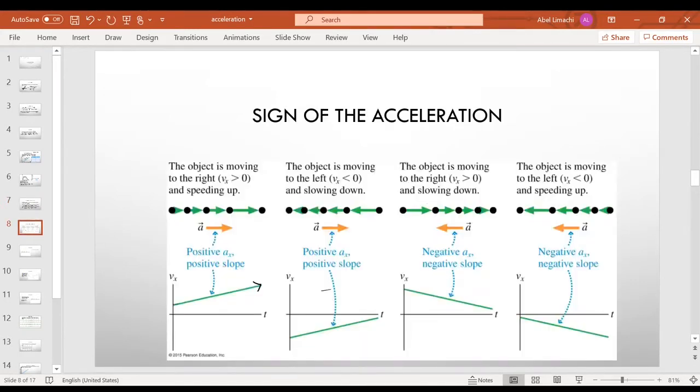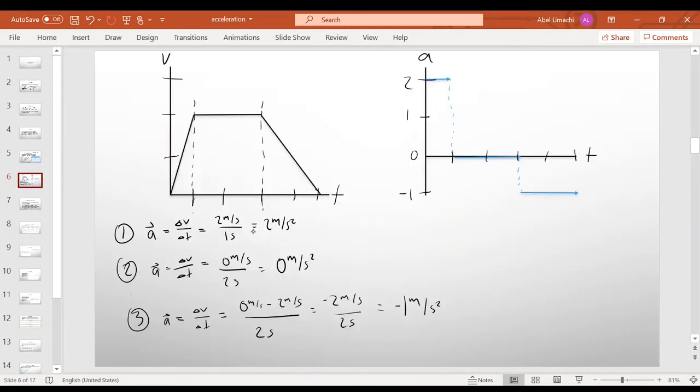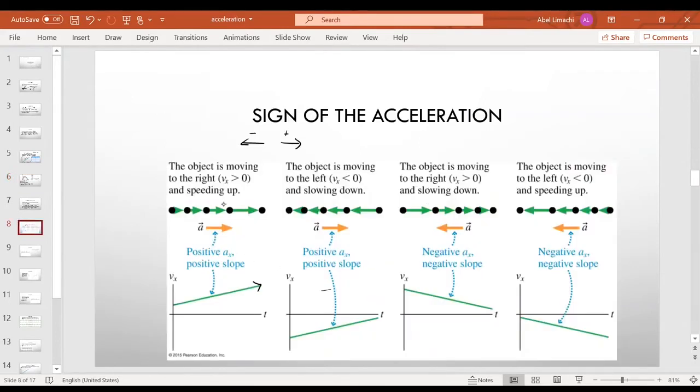To better explain this, you can look at it this way. We just said that in these scenarios right here, the right is positive and the left is negative. So the object is moving to the right, so that means that it has a positive velocity. The acceleration is to the right and it's positive. We said that on a velocity versus time graph, a positive slope means positive acceleration. So positive acceleration, positive slope on the velocity versus time graph.